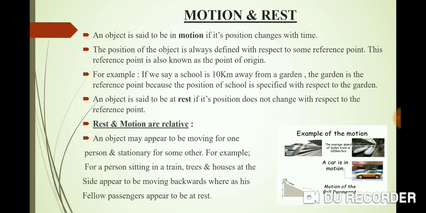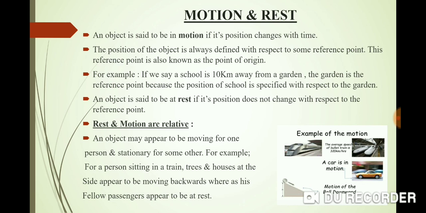How? Let's see. For example, for a person sitting in a train, trees and houses at the side appear to be moving backwards, whereas his fellow passengers appear to be at rest. The same is the case with the passenger who is standing on the platform. For the person standing on the platform, the passengers in the train appear to be moving, but with respect to the fellow passengers, we are at rest.